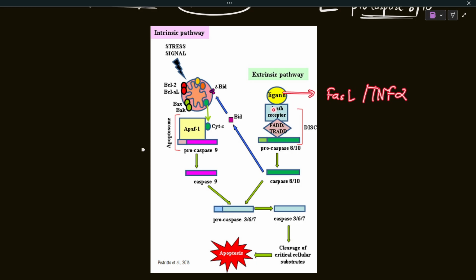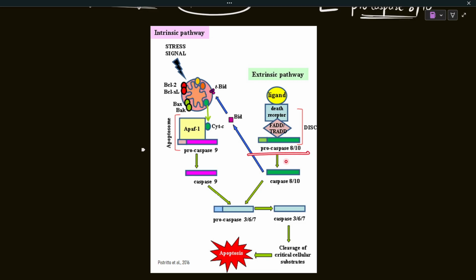They can come and bind to the death receptor, and the death receptor has the cytosolic domain, the death domain, known as FADD or TRADD, the FAS associated death domain, or the TNF receptor associated death domain. So this death domain is going to recruit the procaspase 8 or 10, and this whole complex, the receptor, the death domain, and the procaspase, the proenzyme, is known as the death inducing signaling complex, which is going to do the downstream signaling. So this procaspase will be cleaved.